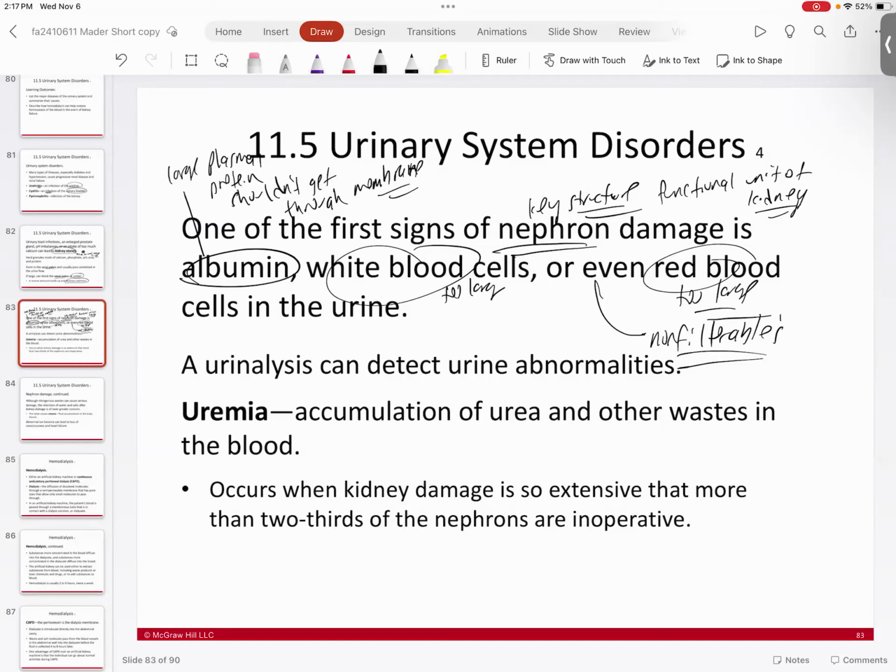If you've got these accumulating in your filtrate and in your urine, what that suggests is that you've basically blown gigantic holes in your filtration membrane. Your nephron is fundamentally broken. It's damaged. It's kind of like taking a filter and ripping a hole in it, right? All the big stuff is going to start coming through.